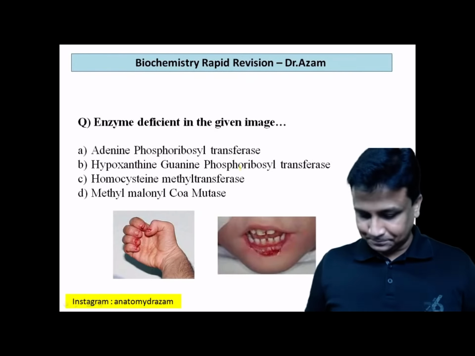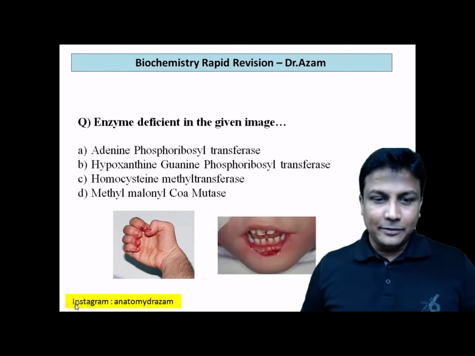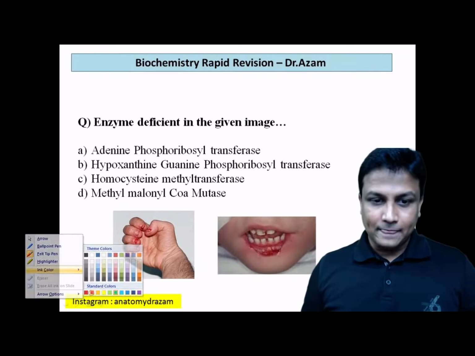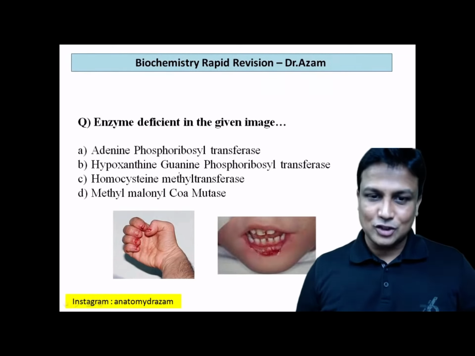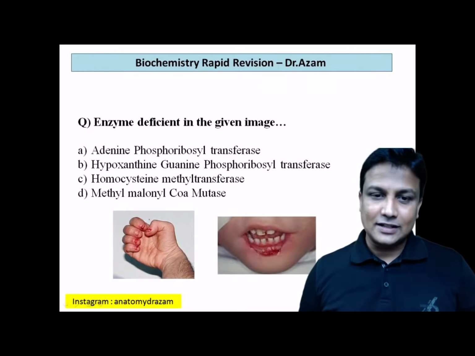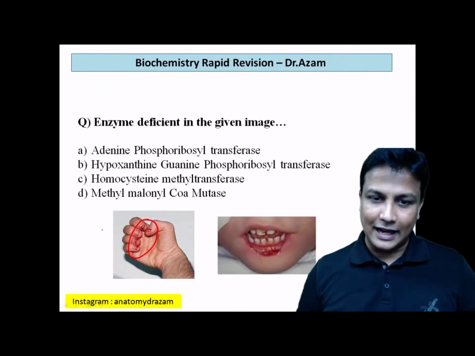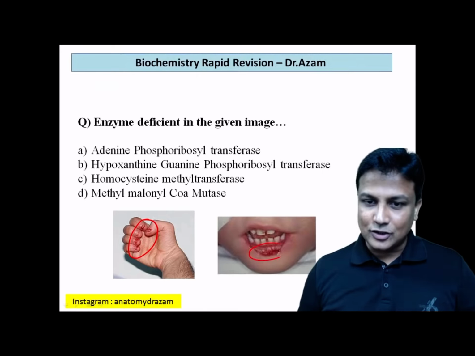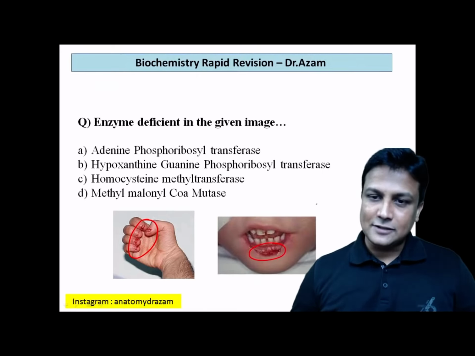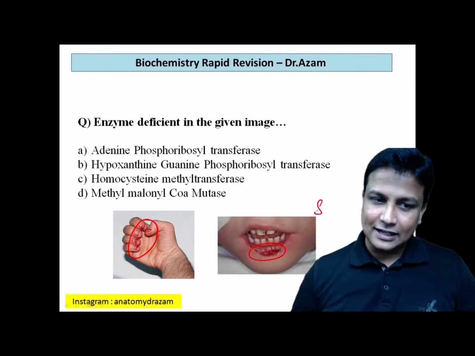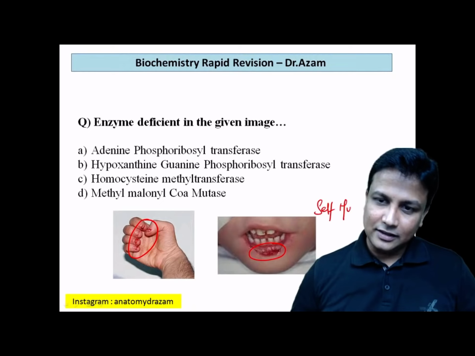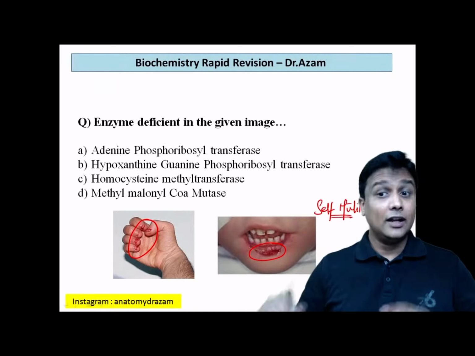Nucleotide metabolism. In the nucleotide metabolism, the first thing that you have to learn here is about the enzyme deficient in the given image. In the given image, first of all, you can see all these fingers are actually damaged here and these lips are actually damaged here. So this is actually explaining you about the self-mutilation here, sir. Self-mutilation, harming one's own self. The person is harming himself.